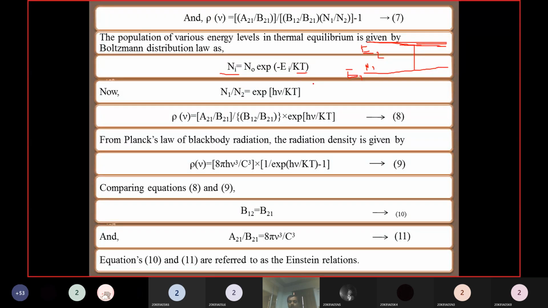Now E2 minus E1 is equal to h nu, the energy difference between these two levels. Therefore N1 by N2 is equal to exponential of h nu by kT.